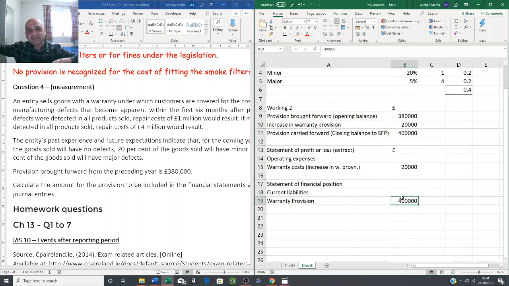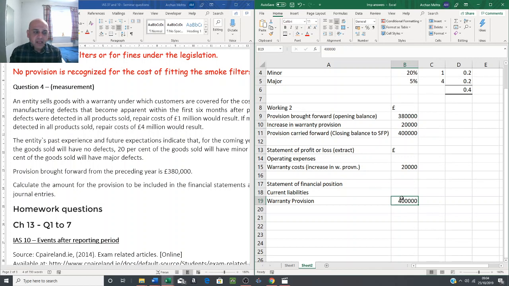And then as the years progress, we just charge statement of profit or loss with the increase or decrease in the provision. So say for example, in the following year, if the closing provision value becomes £350,000, then there will be a decrease in the provision of £50,000, and that will be recorded as an income or a gain in the statement of profit or loss.